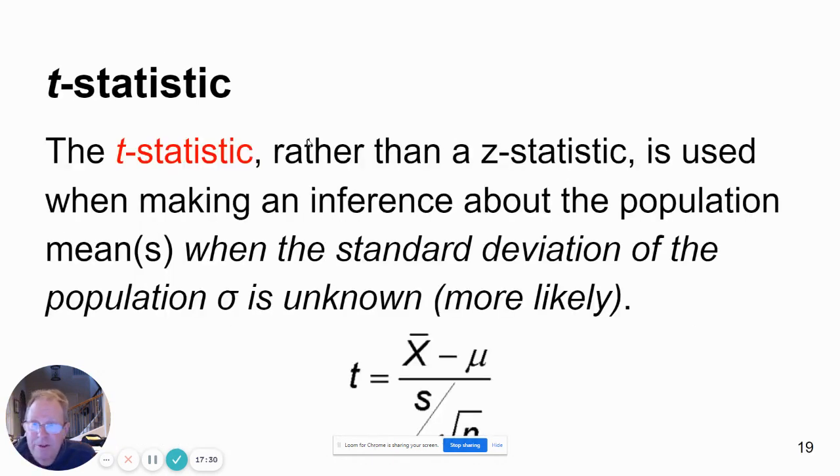And now we get to our t-statistic. The t-statistic, rather than a z-statistic, is used when making inference about the population mean when the standard deviation of the population sigma is unknown. And this is the more likely case. And here is our t-statistic right there.